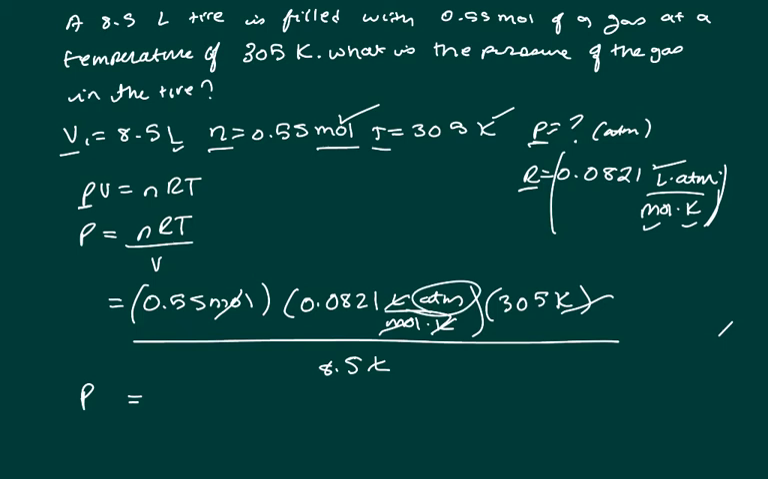So your pressure is going to be in atm: 0.55 times 0.0821 times 305 divided by 8.5. And so you should get 1.6 to 2 sig figs because of this number here. 1.6 atm. And so that is the pressure of your tire.